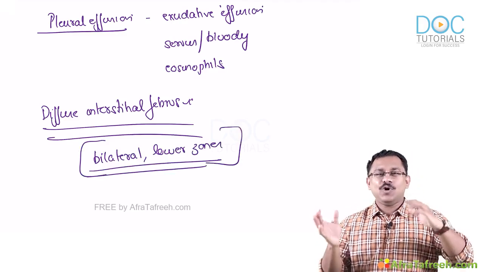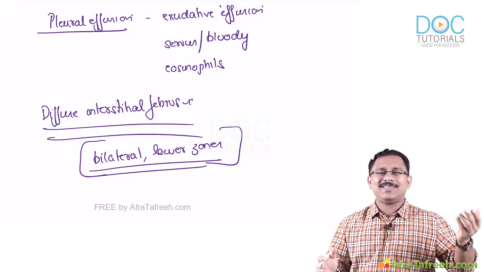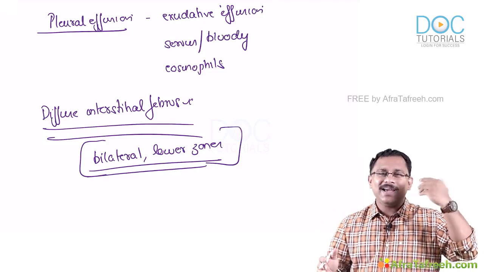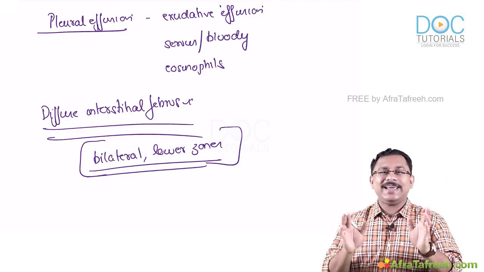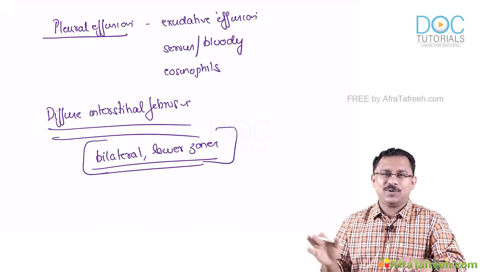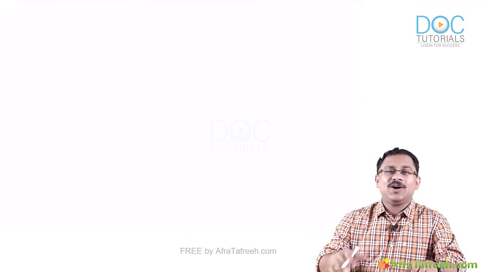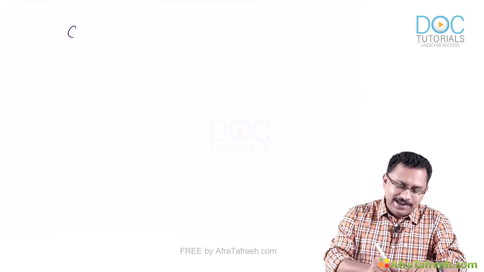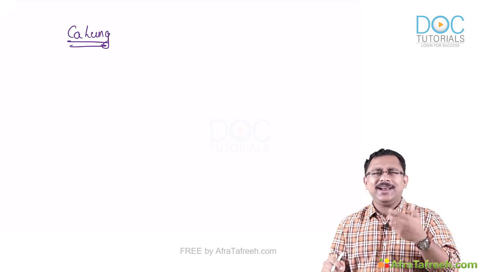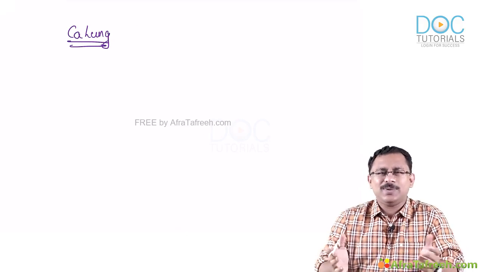It is common in the lower zones because we will compare it with another pneumoconiosis like silicosis, where it is predominantly the upper zones. So this is bilateral and involving the lower zone, diffuse interstitial fibrosis. Now it can also lead on to malignancy like CA lung. You might have either the adenocarcinoma or the squamous variety.